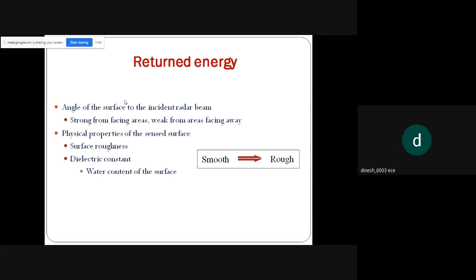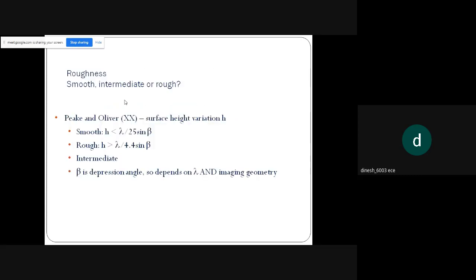Due to this principle, which is retained energy, the angle of the surface to the incident radar beam matters, where these are strong from facing areas, weak from areas facing away. The incident energy is stronger from the facing areas and it is weaker for the areas which are facing away. So the physical properties of the sensed surface are your surface roughness and the dielectric constant. Energy will move from the smooth surface to the rough surface, depending upon this.